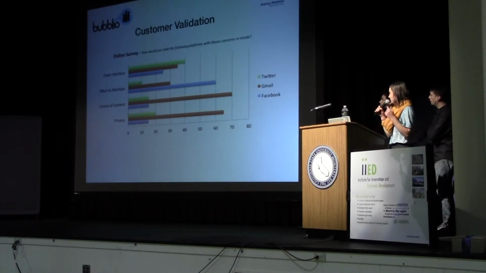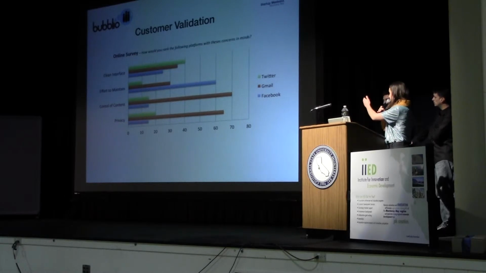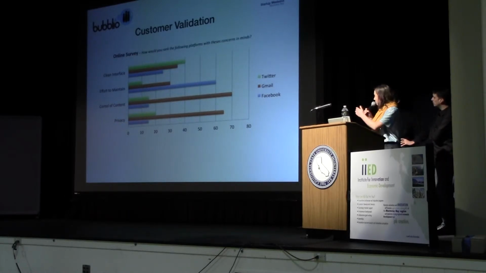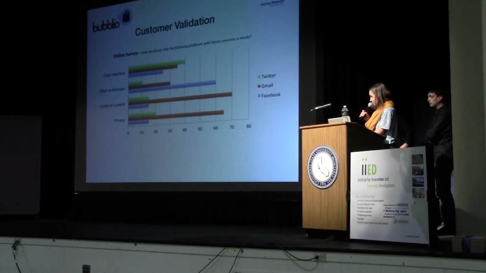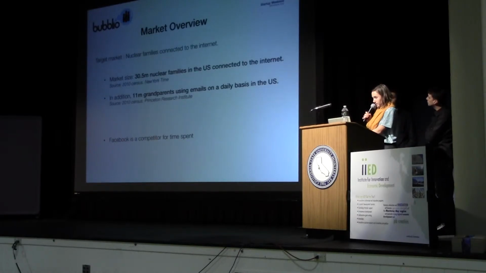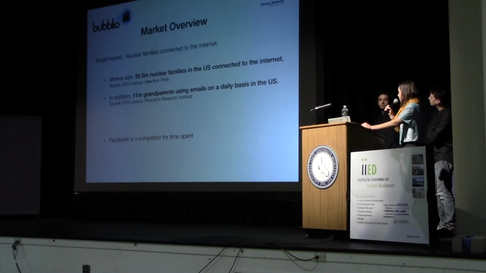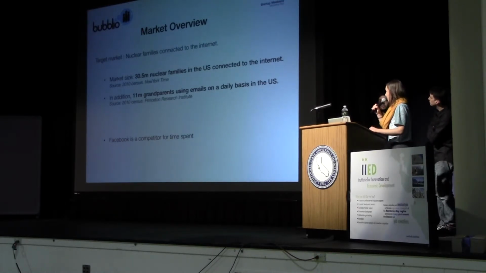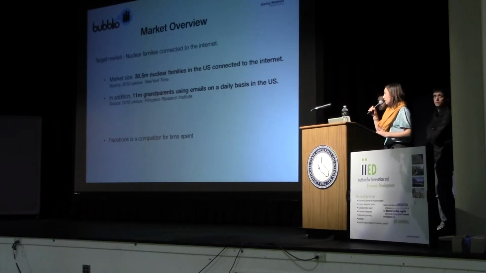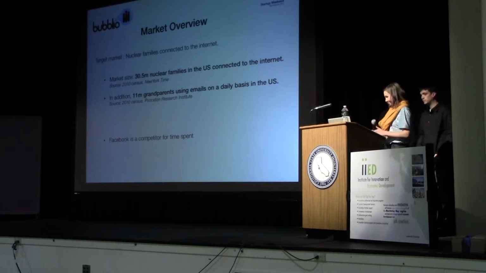Customer validation. As I mentioned earlier, we did an interview with the policeman, in-person interviews, and an online survey. Here are some details from the online survey. People are not satisfied with communicating with their families via Facebook. Market overview. Our target market in the United States is nuclear families connected to the internet. This is a huge amount, over 30 million.